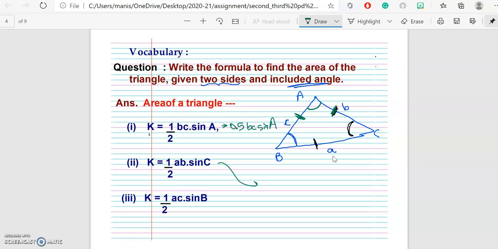Let's look at another formula over here. K is equal to 1/2 ab. Between the two sides a and b, what is the included angle? Included angle is C. Instead of one half, to make it convenient for our calculator, we will use 0.5 times a times b times sine of C. It is very easy to memorize: a, b, and then the angle is C. For this one, it is similar: 0.5 times a times c times sine of B. As you can see, a and c are over here, but the angle in the middle, the included angle, is B.